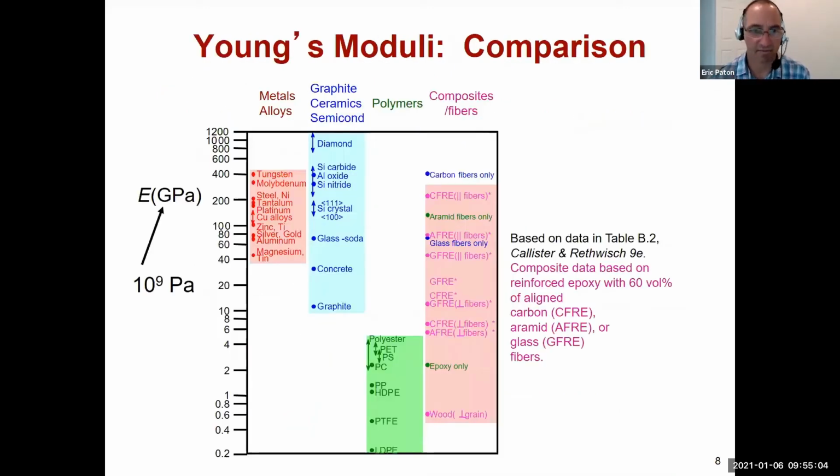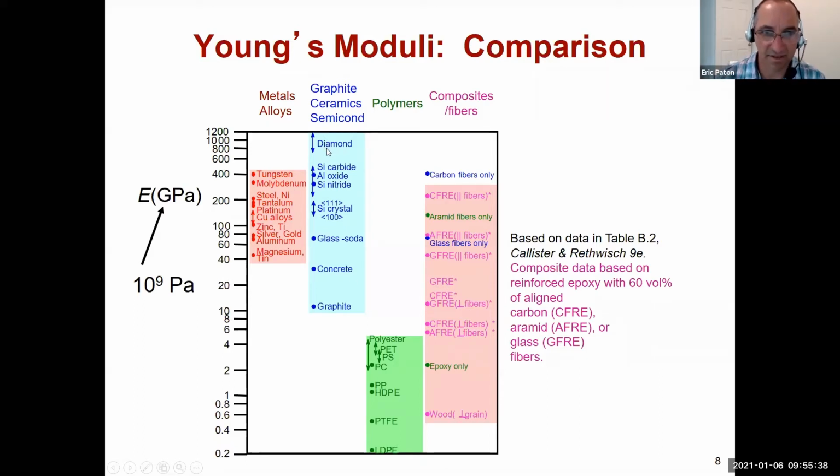So let's look at different types of materials and their Young's modulus values. Somebody mentioned carbon fiber, and then somebody mentioned wood, but this is wood perpendicular to the grain, right? So I don't even see wood on here parallel to the grain. Maybe it's pretty high. But yeah, you've got diamond, which is the highest of Young's moduli. And for the metals, it's tungsten.